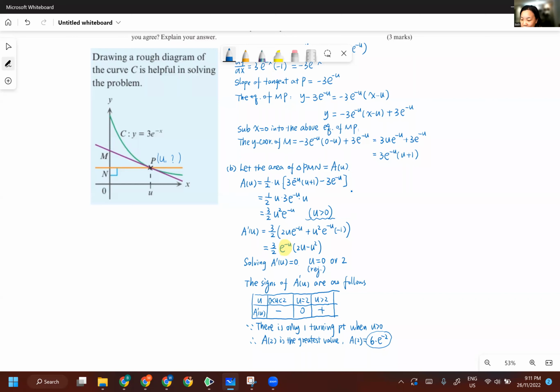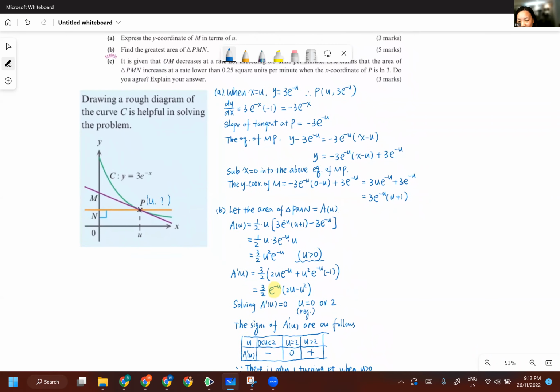Try to digest. Now I've done 2 applications now. The first one, the slope, the tangent, and the second one, the global maximum. Also, this type is called an optimization problem. Last one, it's not over.